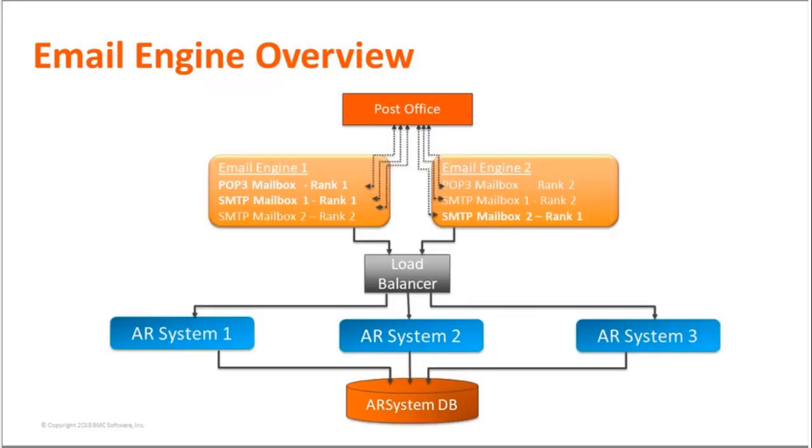Here's a logical view of the same environment. Email engines reside on the AIR server host, but they have no real direct connection to that specific AIR server. Each email engine is capable of handling multiple mailboxes. In this example, I have 3 mailboxes that are handled by 2 email engines. I have them distributed so that email engine 1, you can see the box there, is handling POP3 incoming mailbox and my first SMTP outgoing mailbox, while email engine 2 is handling my second SMTP mailbox.